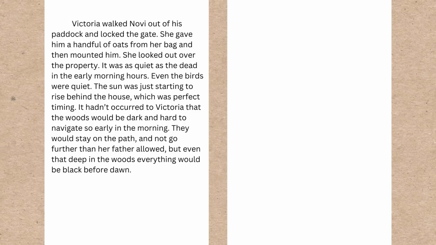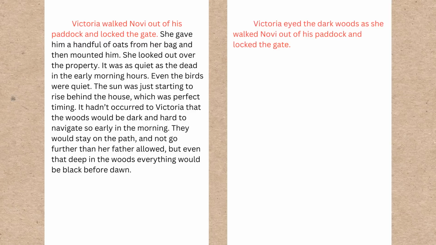So to create a better sense of her fear and to create a better sense of organization with the paragraph, I would probably change "Victoria walked Novi out of his paddock and locked the gate" to something like "Victoria eyed the dark woods as she walked Novi out of his paddock and locked the gate." This gets us primed to see the dark woods as something Victoria is nervous about.